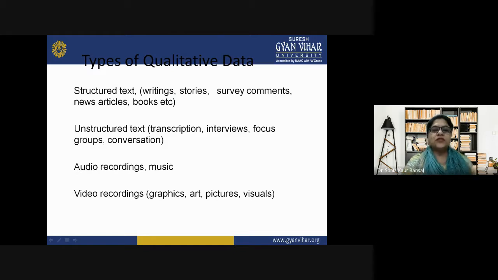Now, types of qualitative data. Structured text, writing, stories, surveys, comments, news articles, books, etc. are actually included in the qualitative type of data. Unstructured text like transcription, interviews, focus group, conversation, audio recording, music, video recording such as graphics, art, picture, visuals. These are all included in qualitative type of data. So basically just remember students that we have structured type of qualitative data and unstructured type of qualitative data, and beyond that we have video recordings plus audio recordings.